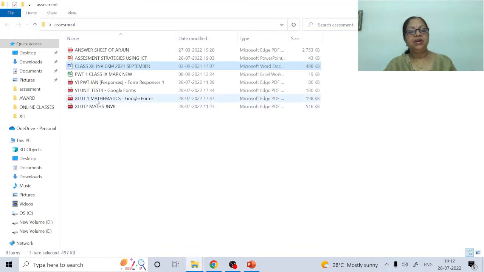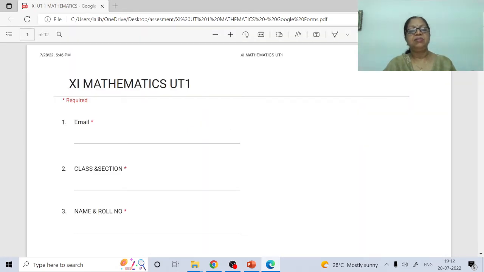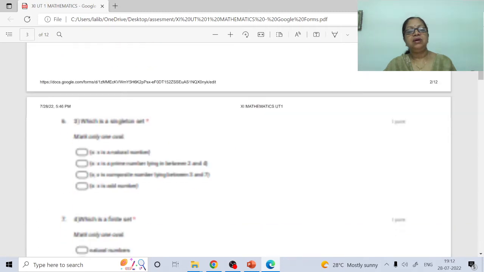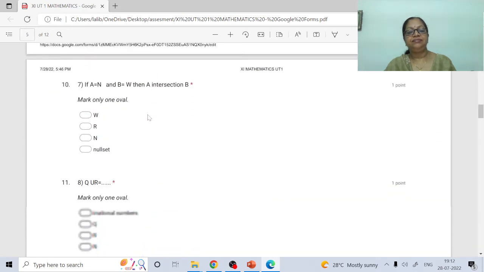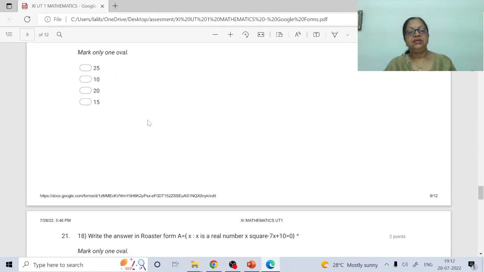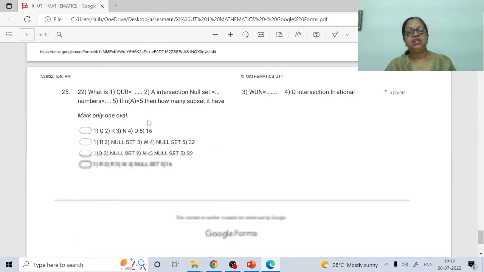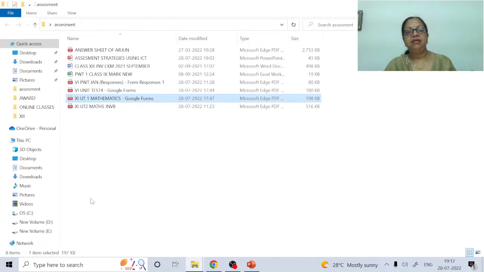Now another question paper in the form of Google Form for 11th mathematics unit test 1. At that time students were at home, so I conducted the unit test in the form of Google Form. All these are multiple choice questions, with different marks. 25 questions are there. Students can answer in the Google Form itself, and they will send their feedback.